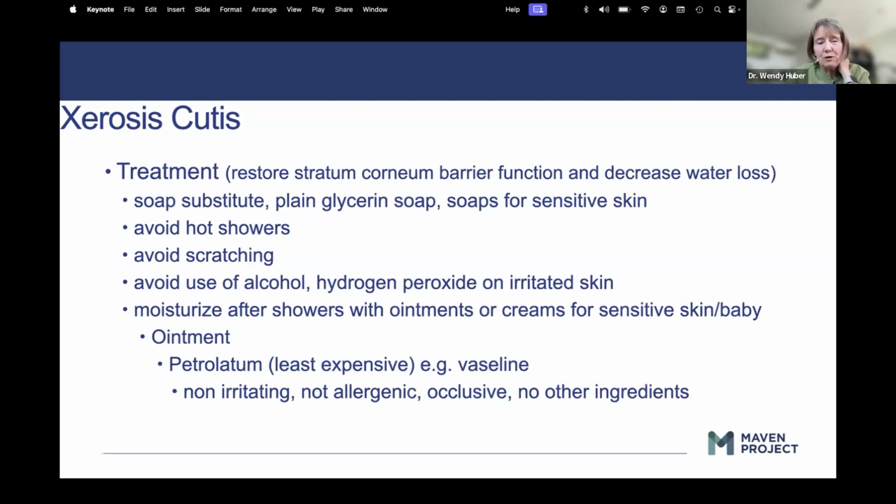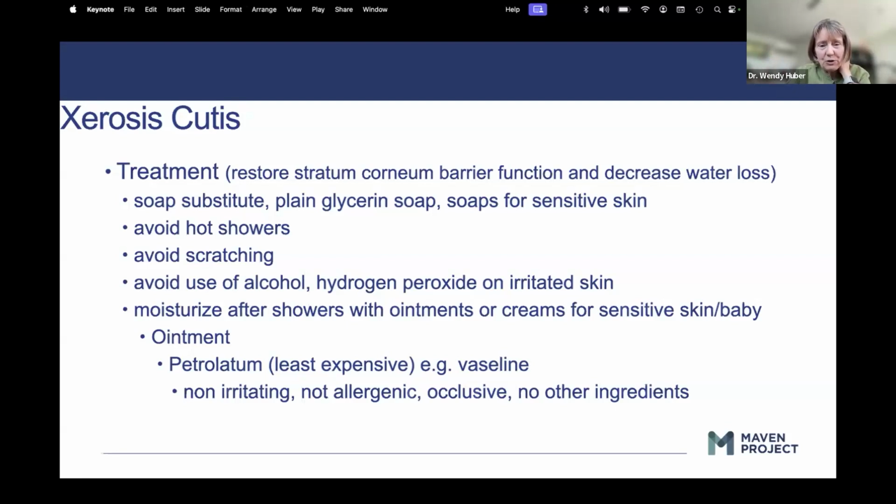And then, of course, avoiding the hot showers, which kind of strips the oils off the skin, and then avoiding scratching. Now, one thing I did learn in my practice is to really ask patients, what are you trying to do to make your skin better? And in my first years of practice, I really didn't ask that. And a lot of times people don't volunteer what they're doing. But I have seen patients saying that they're putting alcohol on because they're worried that the little teeny cracks in their skin that they think are forming are getting infected. I've had them use hydrogen peroxide for that same reason.